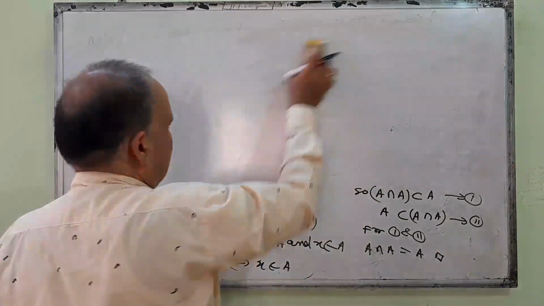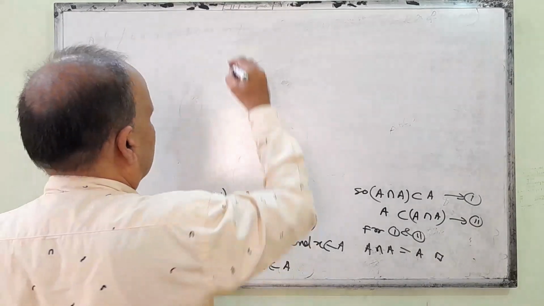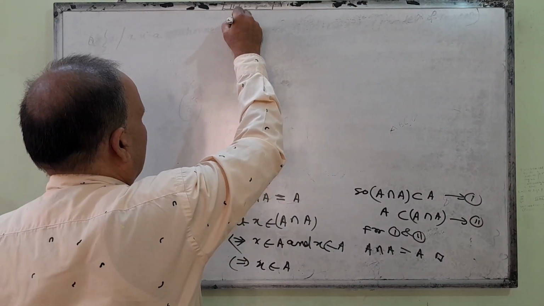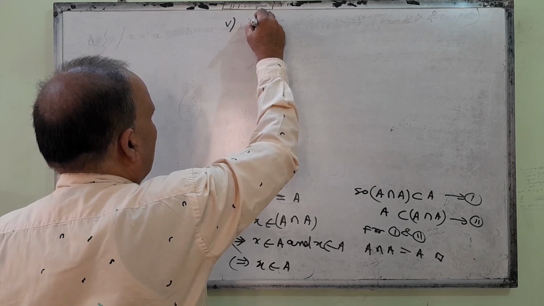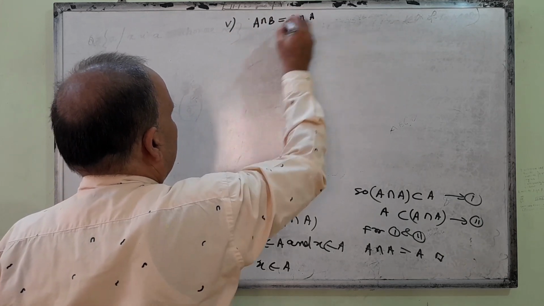Union is idempotent, which I have already proved previously. Intersection is idempotent. This is your fifth property: it is commutative. A intersection B is equal to B intersection A.